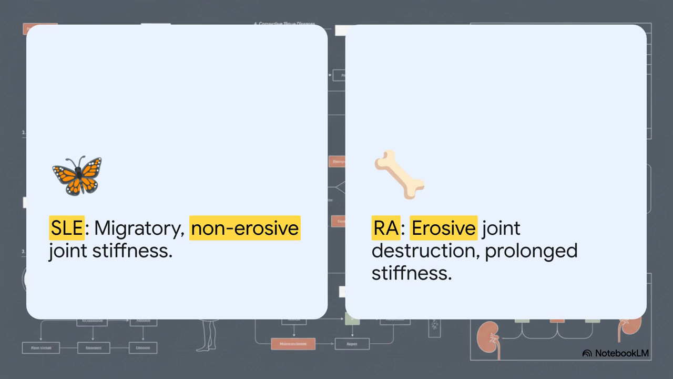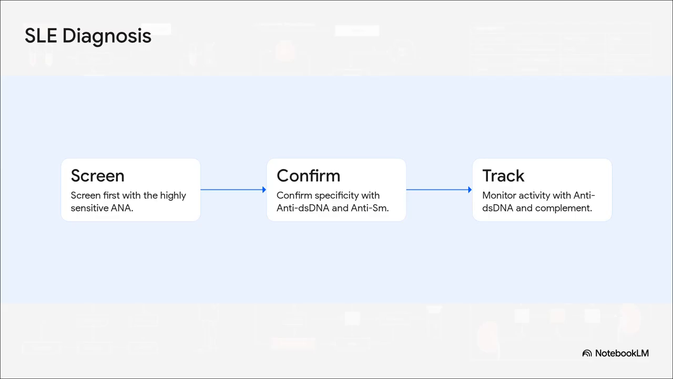SLE arthritis is often asymmetric and migratory, so yeah, it sounds exactly like RA at first glance. But here's the catch. SLE arthritis is uniquely non-erosive on X-ray, and the morning stiffness is super brief. If that stiffness lasts for hours and you're seeing actual joint destruction or erosions, stop thinking lupus and pivot straight to RA. Let's build this into a foolproof diagnostic flow.